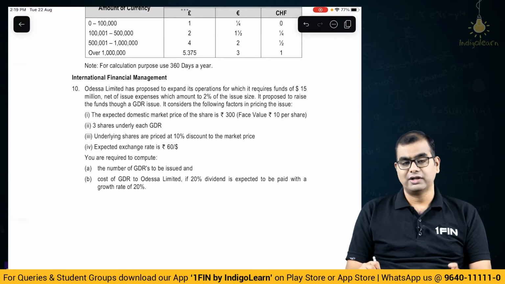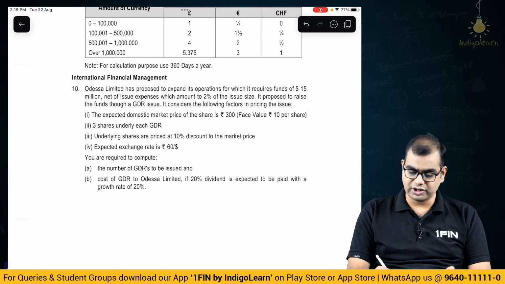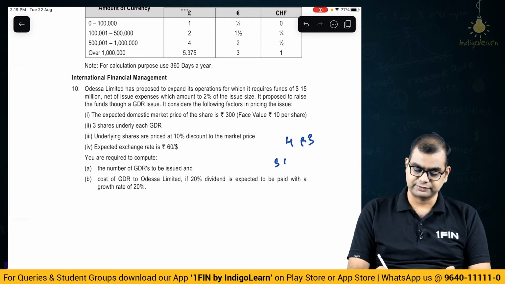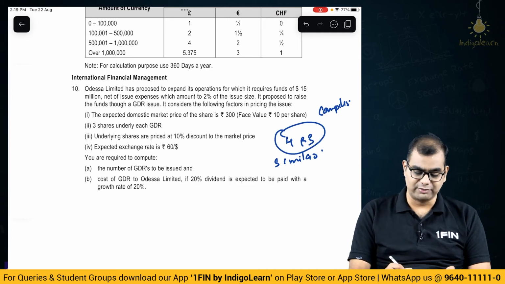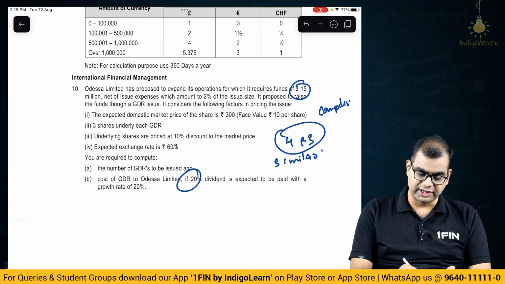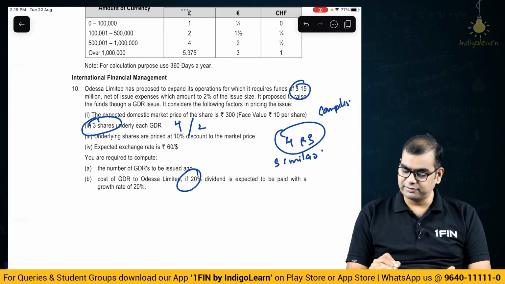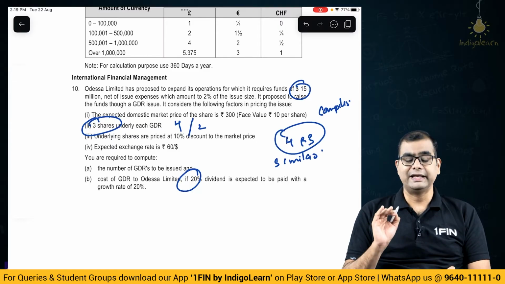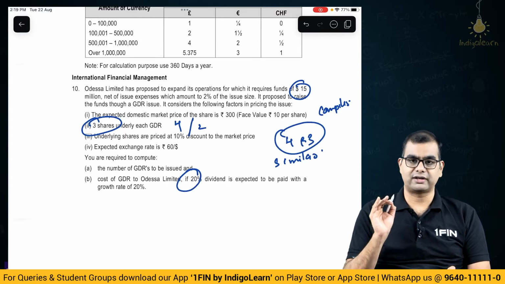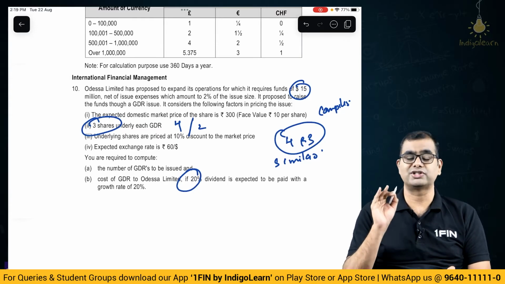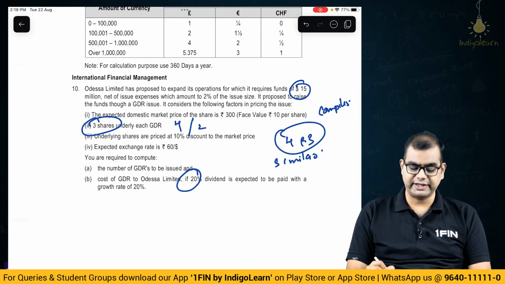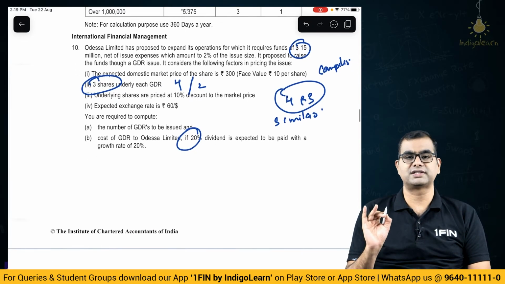Then international financial management. This question is similar to question number 4 and 3 of the compiler. The numbers are slightly different. What numbers are different? How much does it require? What is the dividend percentage, 3 shares under each GDR, or 4 shares or 2 shares or whatever. So this is very, very similar to question numbers 4 as well as 3 in the compiler, where we have talked about how GDR conversion works, how you should evaluate a GDR issue, what the cost of a GDR issue is. So 4 and 3 are very similar except for the number of shares exchanged for each GDR.